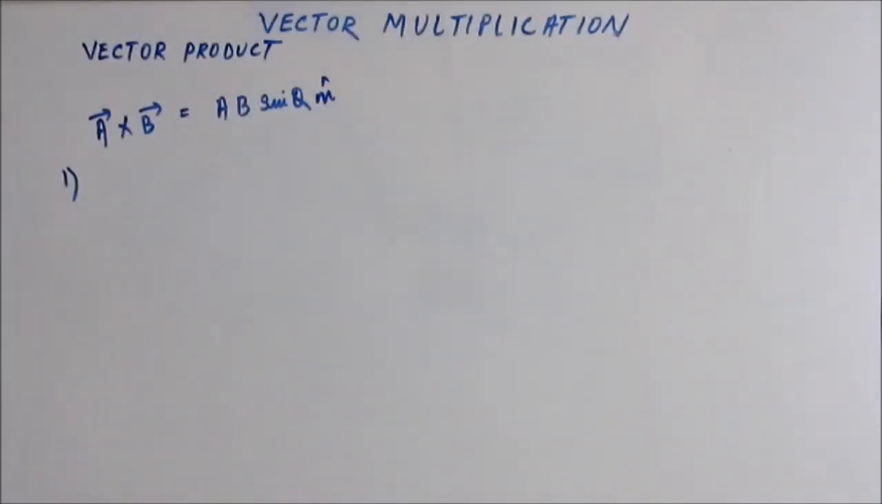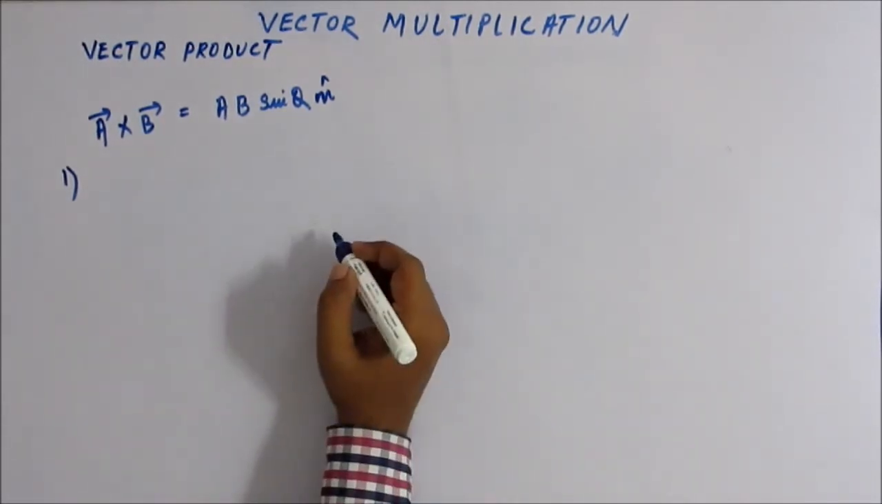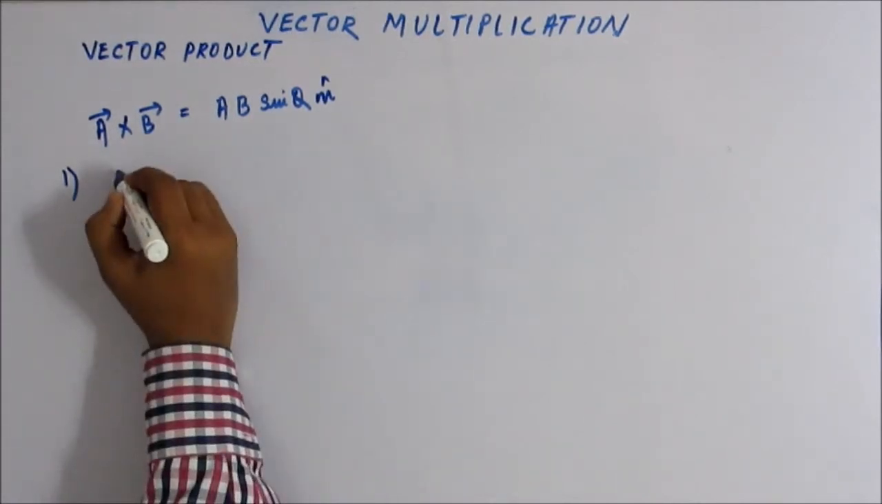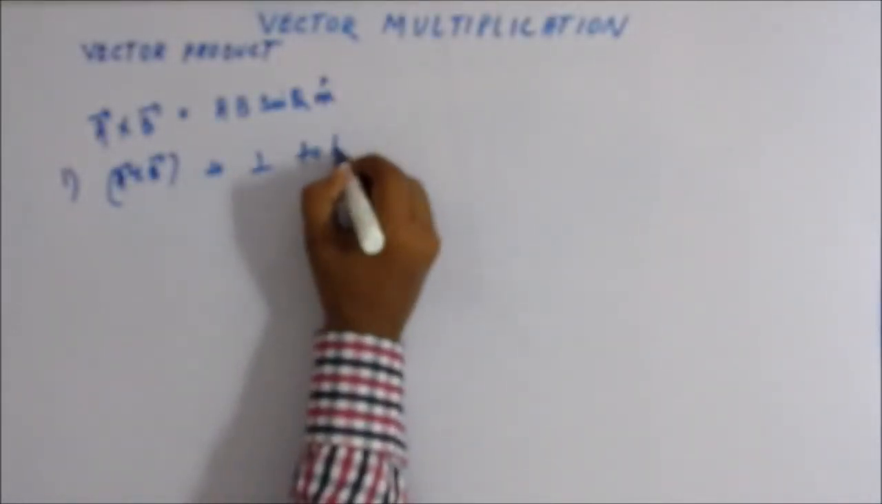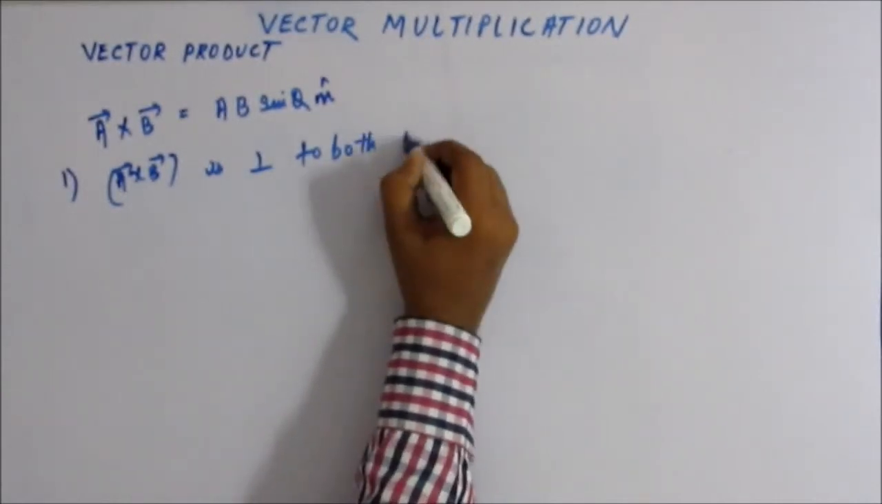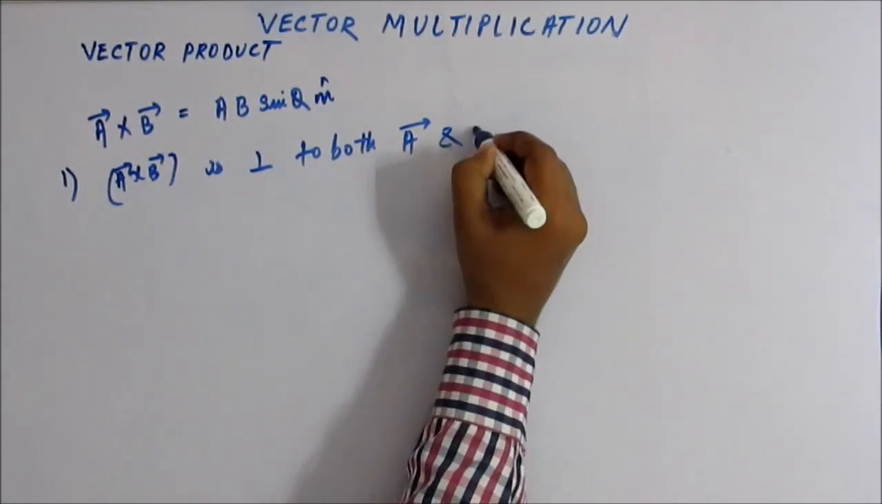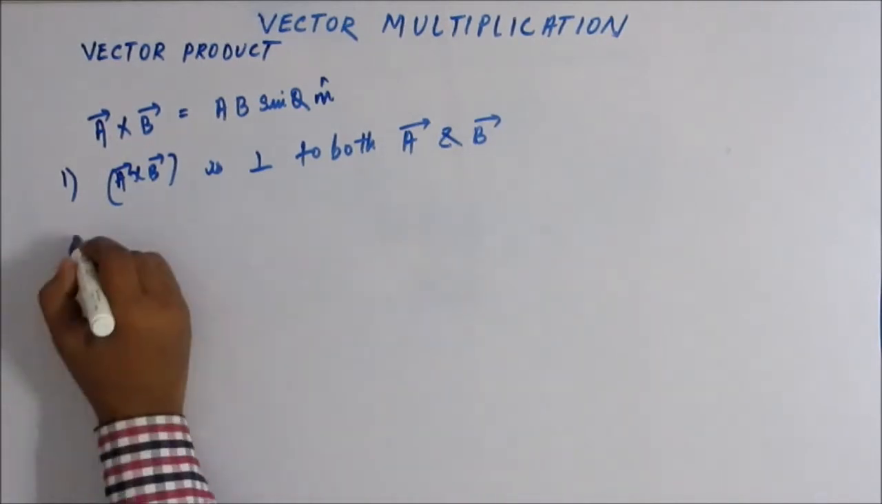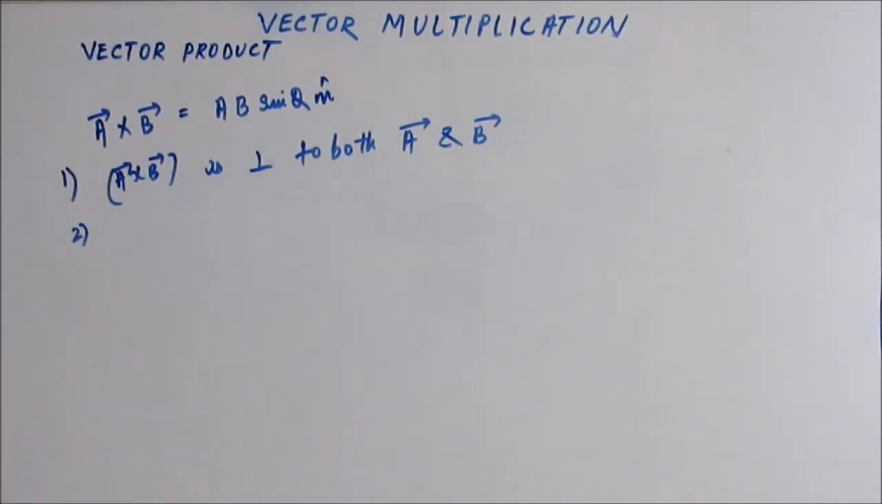So later on you will see that it's a very good method of getting a vector perpendicular to two given vectors. You do the cross product and you get a vector perpendicular to both the given vectors. So A cross B is perpendicular to both A vector and B vector. This is the first immediate thing that you would realize from the definition of cross product.